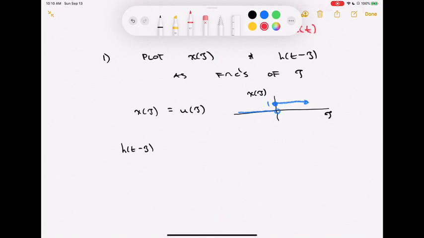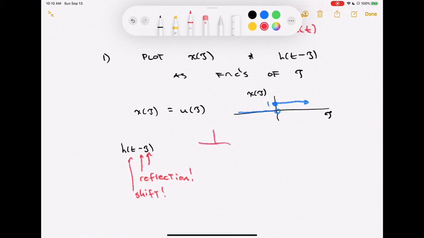Now, we're not looking at this as a function of t. We're looking at this as a function of tau. I see that minus sign going on in there, so there's a reflection going on, right? Reflection. And then we also see that extra parameter out there. There is a shift, okay? So h of t minus tau, as a function of tau, is a reflected and shifted version of h, right?